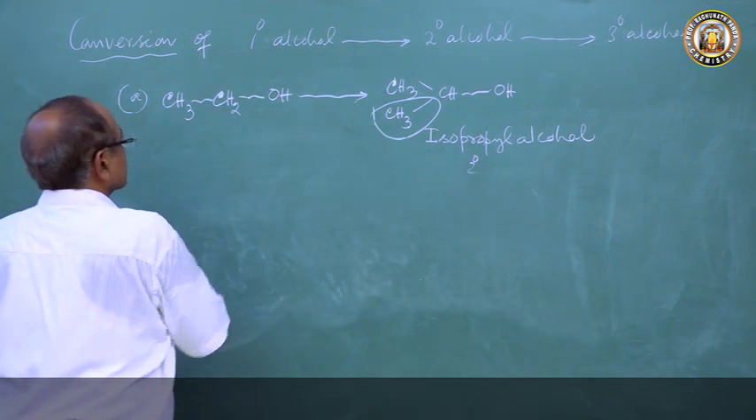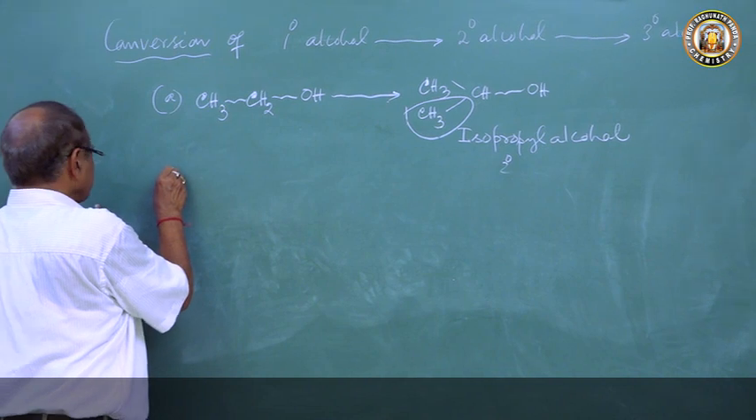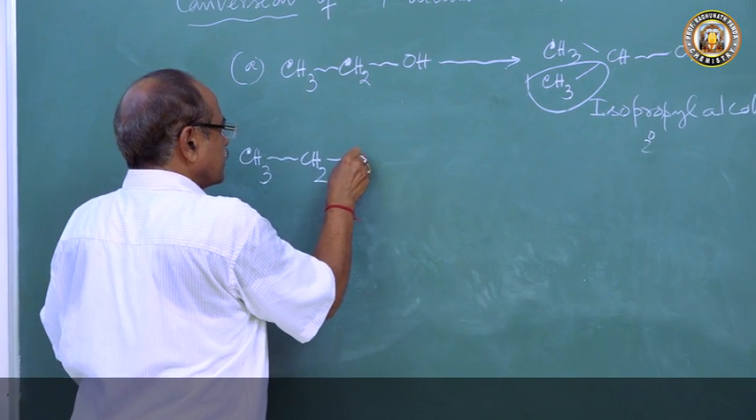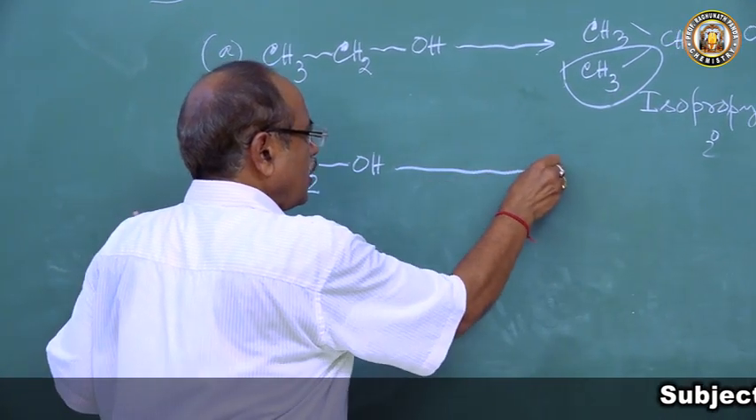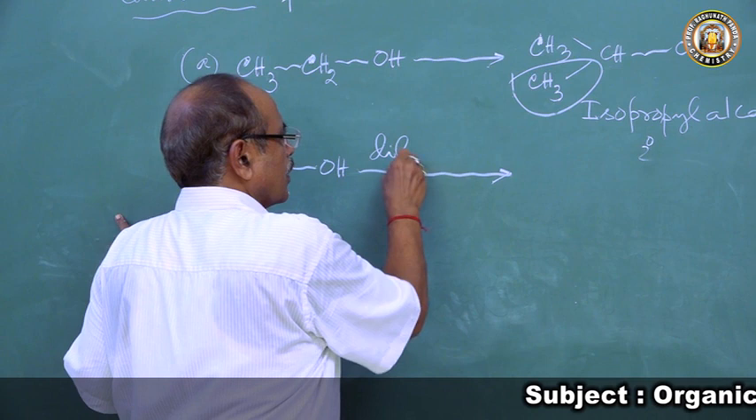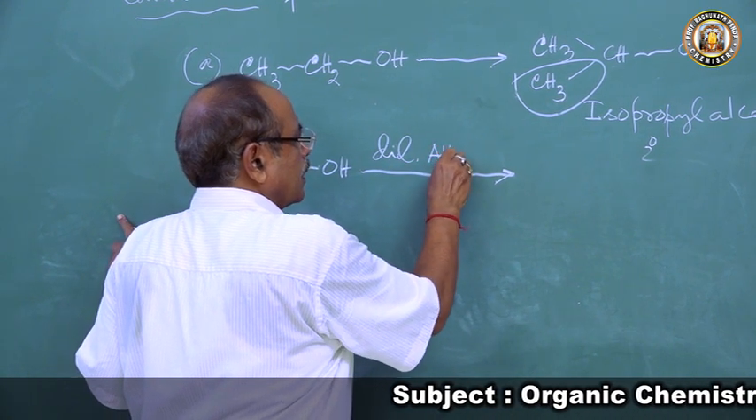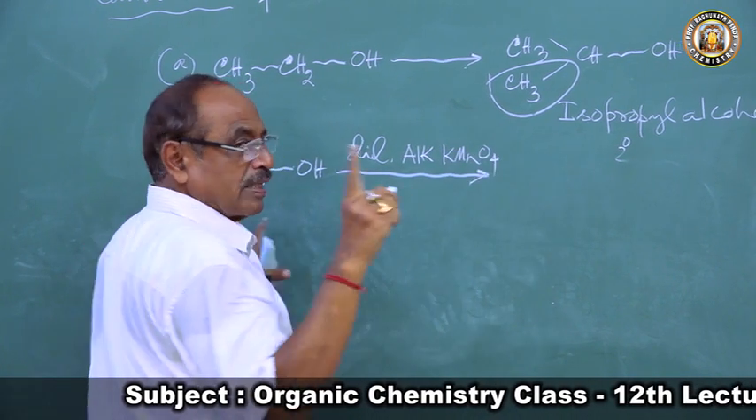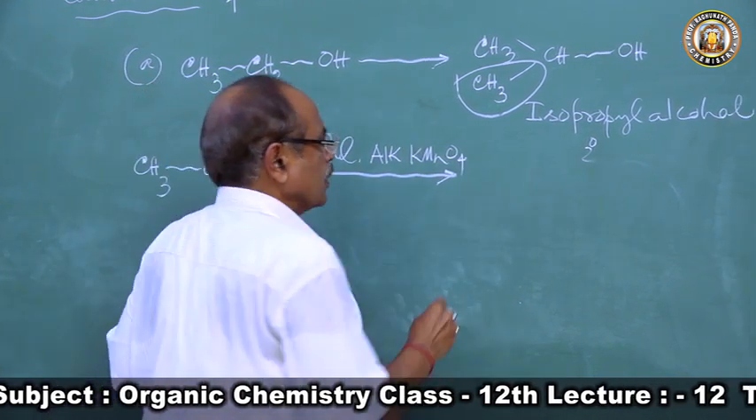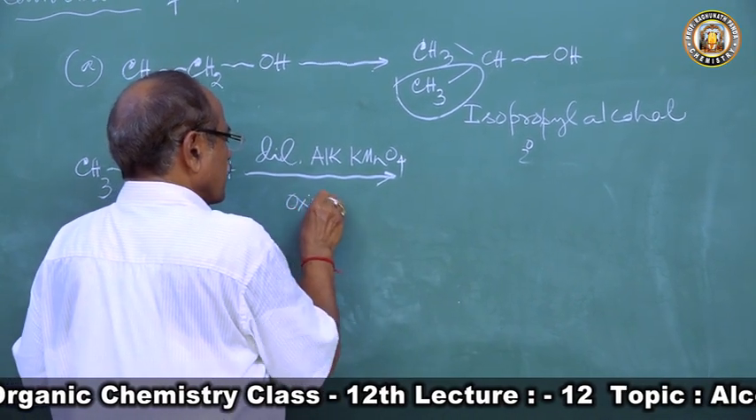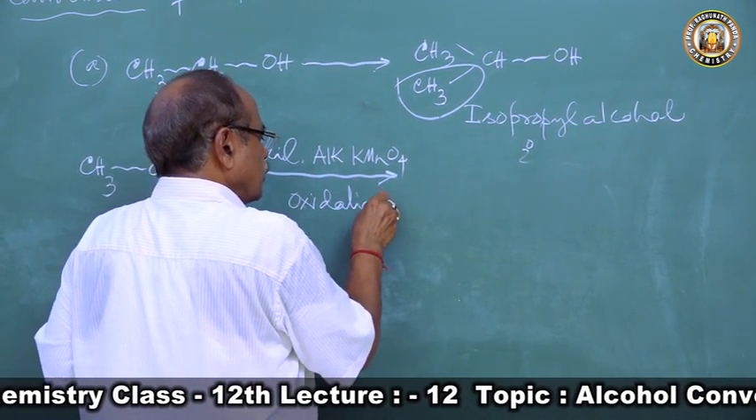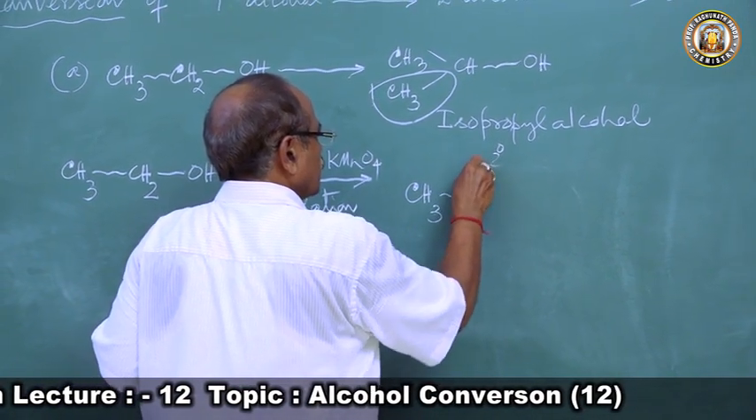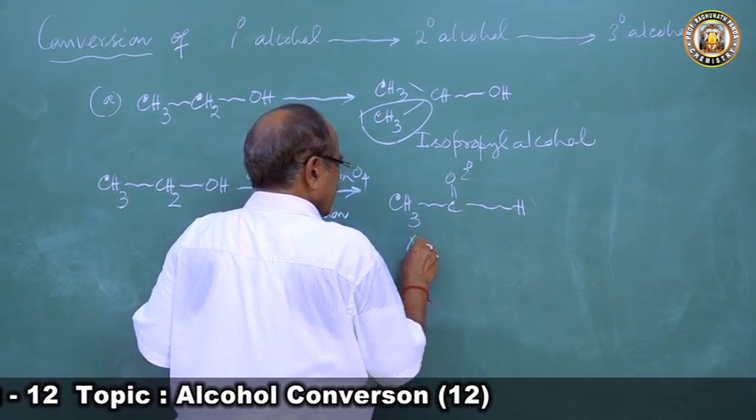Now let's take ethyl alcohol. We start here. We will take the ethyl alcohol and treat it with dilute alkaline KMnO4, because we want one-step oxidation. So we will get oxidation. We will get acetaldehyde, CH3CHO. We got the acetaldehyde.